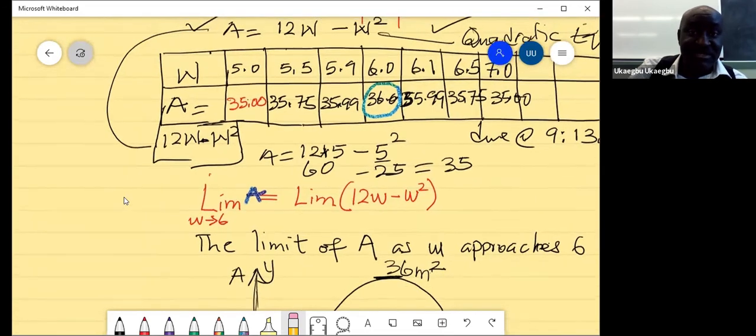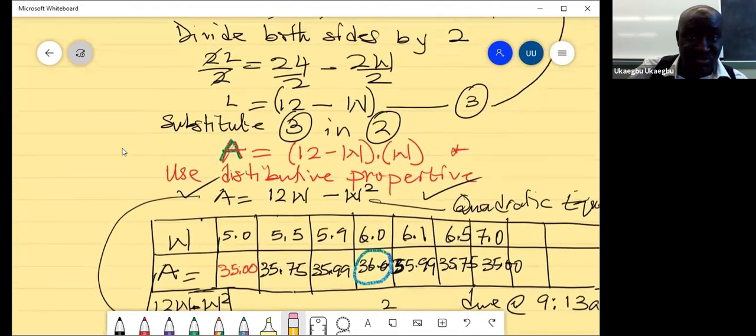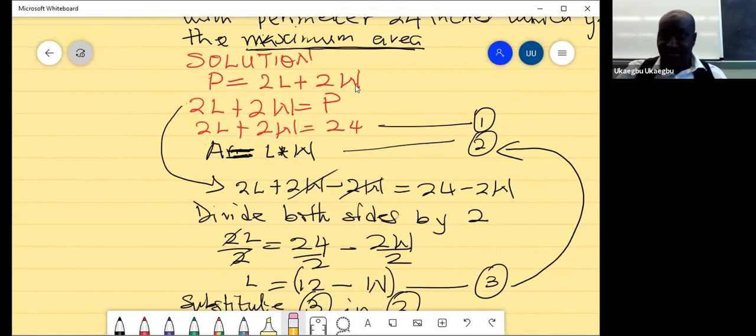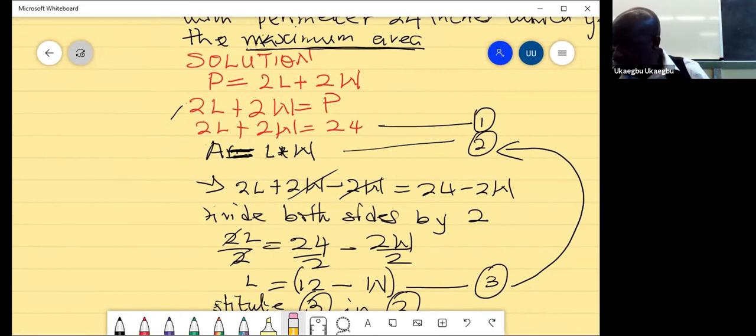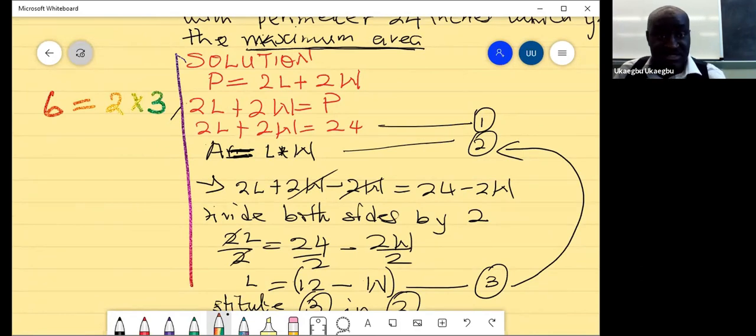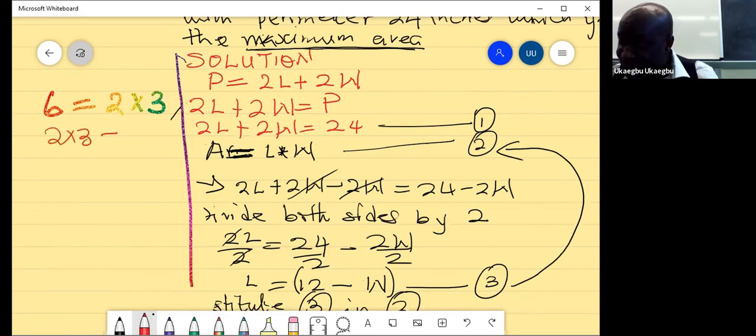Now, let's get back. This is a very good question, though no question is bad, but this one helps us explain something else. We have that our perimeter is equal to 2L plus 2W, right? Now look at it this way. You can have 6 equal to 2 times 3. True or false? If that is true, is 2 times 3 also equal to 6? Yes. So you can just flip two numbers, change their position around an equal sign.